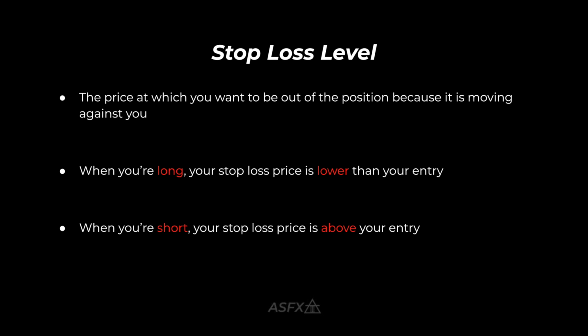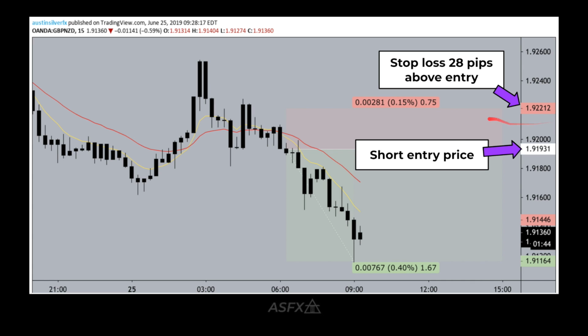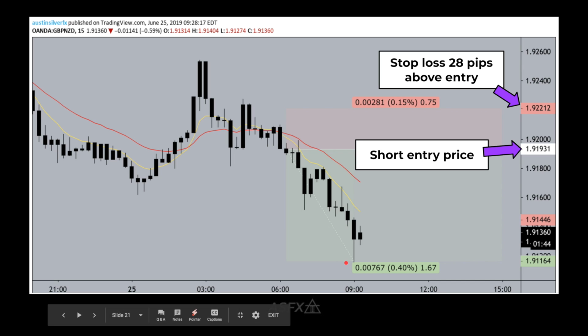Right? So when you're long, your stop loss is going to be below your entry price, because if it drops, you're losing money because you're long, anticipating that it'll go higher. And if it moves lower to a certain point where that stop loss is, you would want to be out of the trade. Inverse to that, when you're short, your stop loss is above your entry price, because if the price continues to move higher and go against you, you're going to continue to lose money, and at some point, you want to cut that loss. So here, back to this short example again, the stop loss is above the entry price, as you can see here, 28.1 pips above the entry price, and this ends up moving lower into profit.